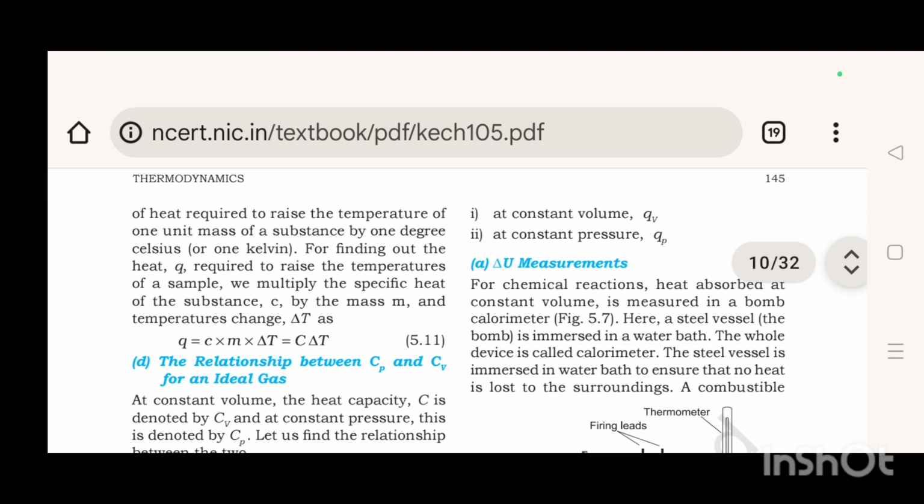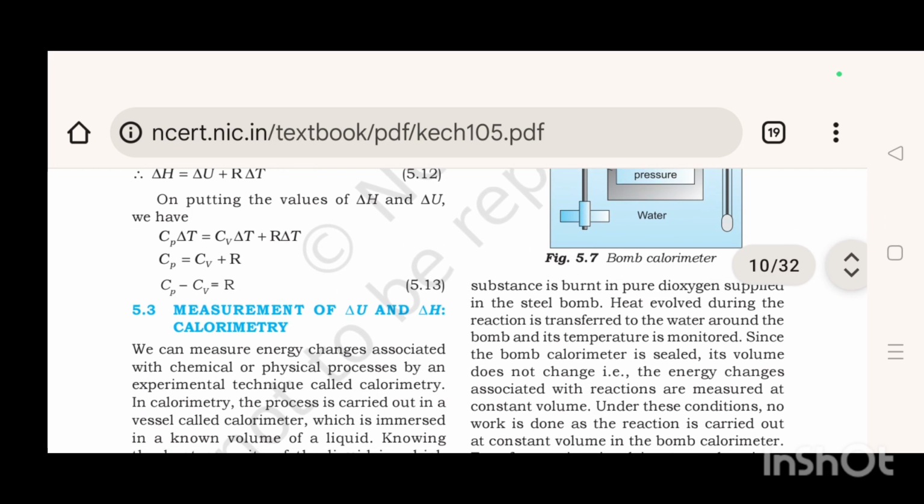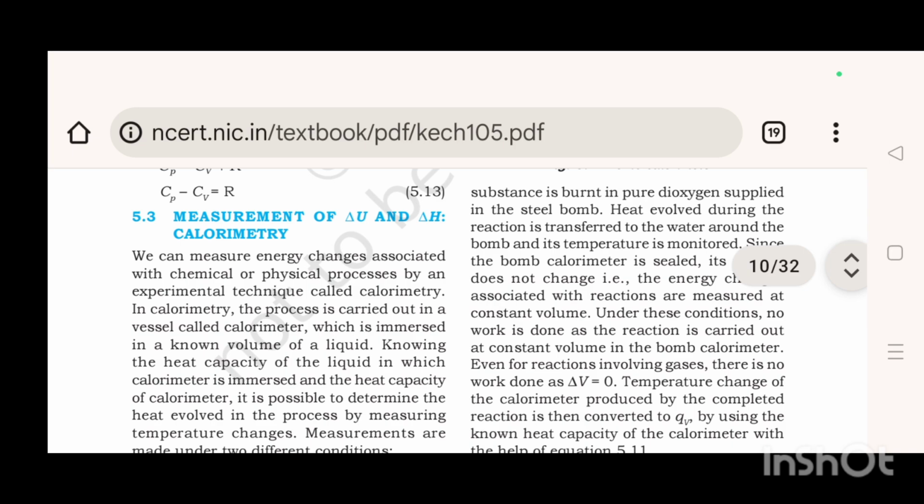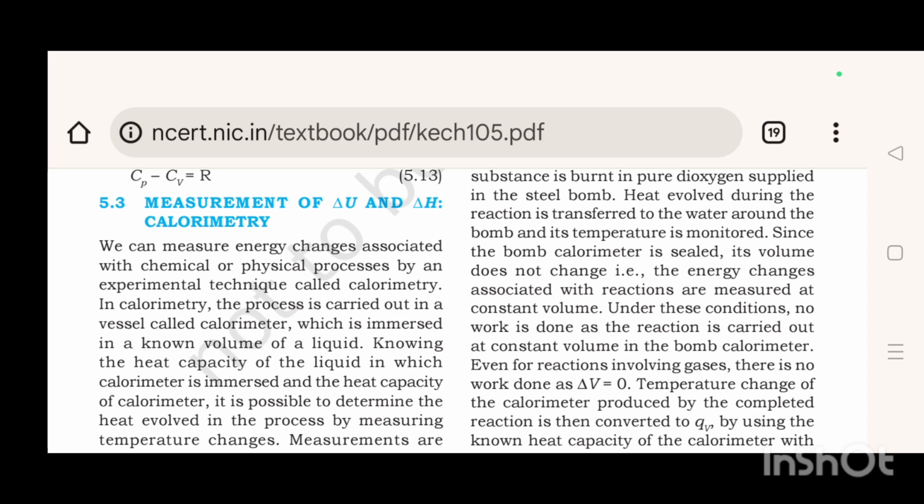Delta U measurement: for a chemical reaction, heat absorbed at constant volume is measured in a bomb calorimeter. Here a steel vessel is immersed in a water bath. The whole device is called a calorimeter. The steel vessel is immersed in a water bath to ensure that no heat is lost to the surroundings. A combustible substance is burnt in pure dioxygen supplied in the steel bomb. Heat evolved during the reaction is transferred to the water around the bomb and its temperature is monitored.